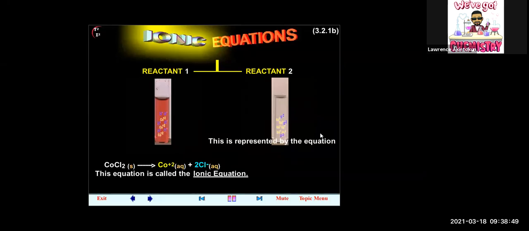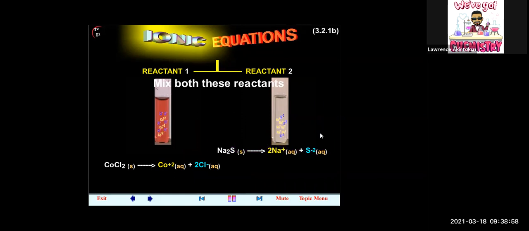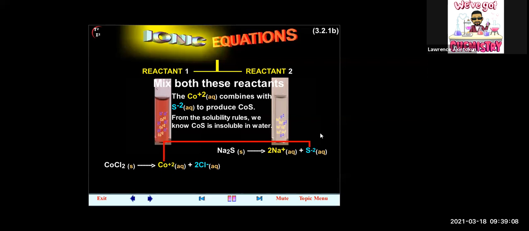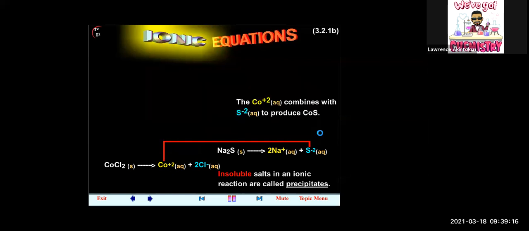This is represented by the equation. This equation is called the ionic equation. The Co2+ aqueous combines with S2- aqueous to produce CoS. From the solubility rules, we know CoS is insoluble in water. Insoluble salts in an ionic reaction are called precipitates.